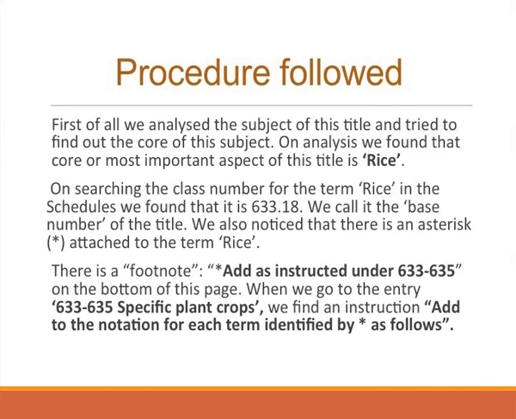On searching the class number for the term rice, we find that 633.18 is the class number. Now it becomes our base number for this title. Then for fungus diseases of rice, we have to add the number further. We find an asterisk, or star, attached to the term rice, and then there is a footnote, "add as instructed under 633, 635." So a location has been given, 633, 635, in the schedules.